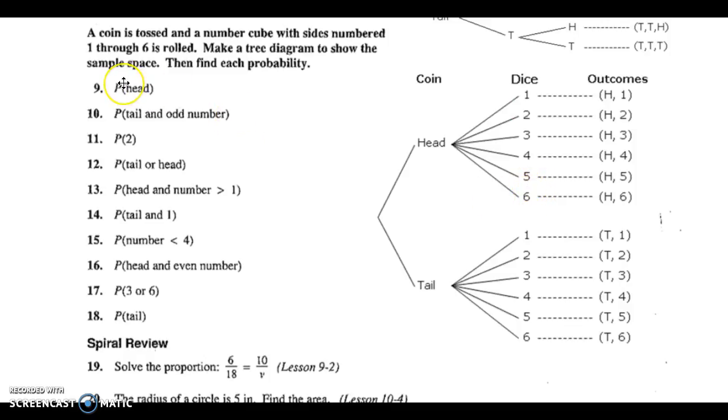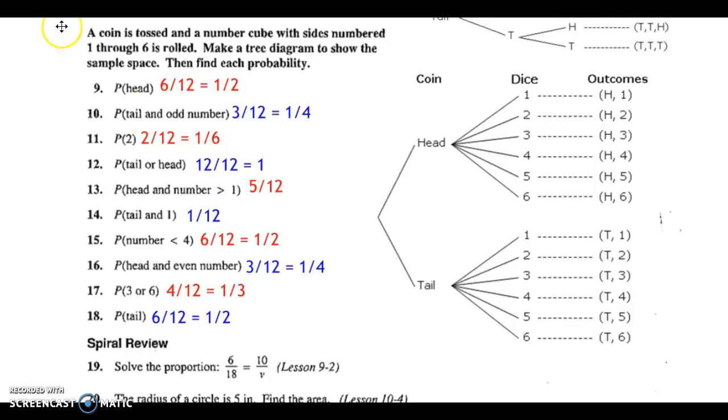Now we can use the tree diagram's sample space here to find all of the different probabilities in 9 through 18. So pause the video now, take a while to try to figure out those probabilities, and you can check your answers in a moment. Alright, check your answers.